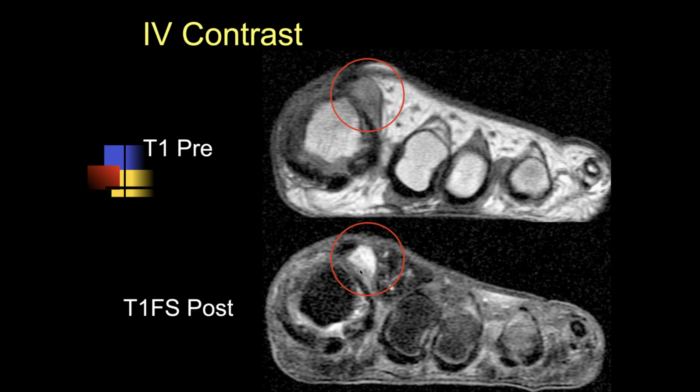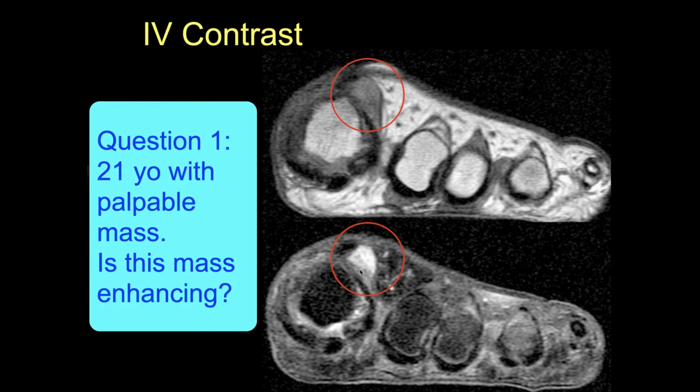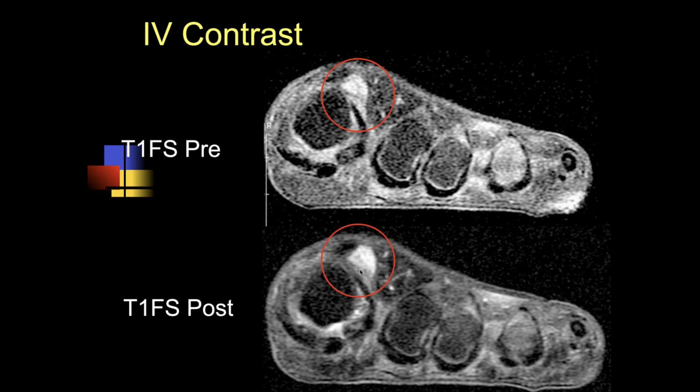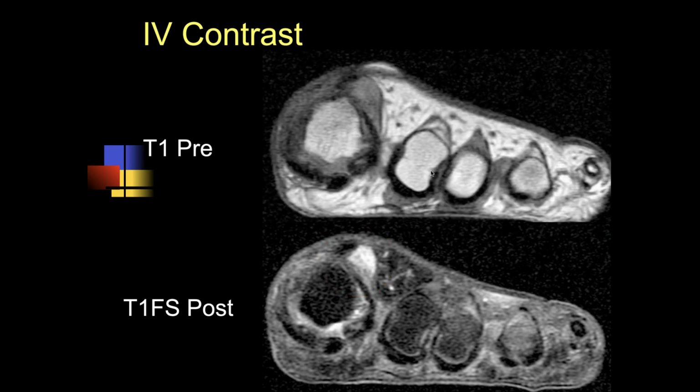Okay. Well, they gave contrast because they were also concerned about whether the patient might have a mass, and this is what the post-contrast study looked like. Okay, so here it's a little brighter, isn't it? T1 pre. Here's the T1 fat sat post. So what do you think this lesion is?